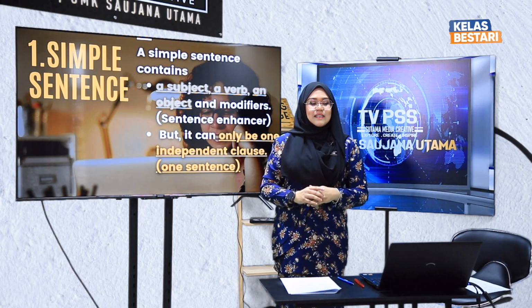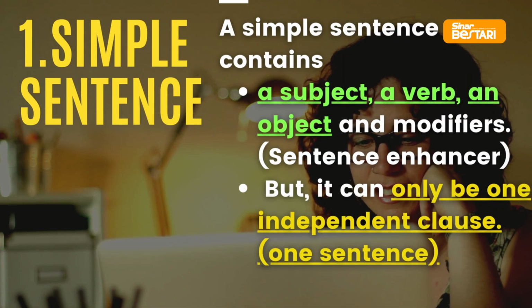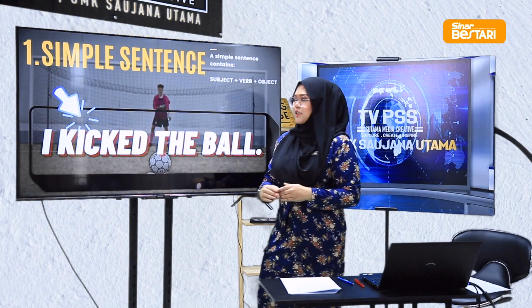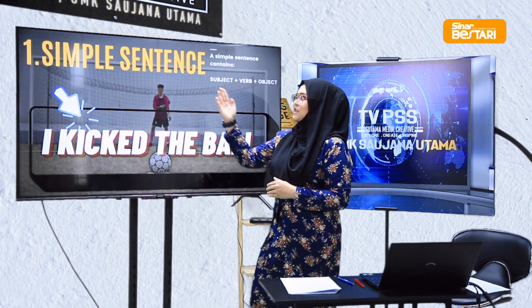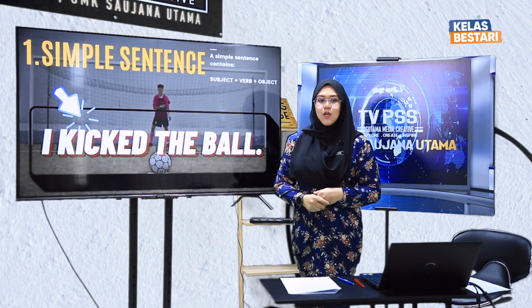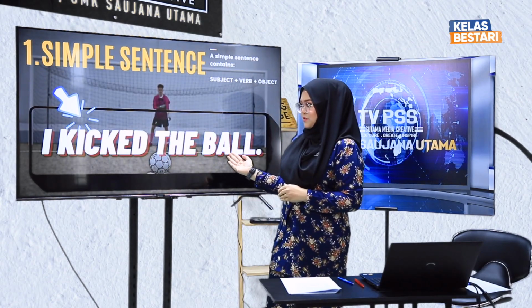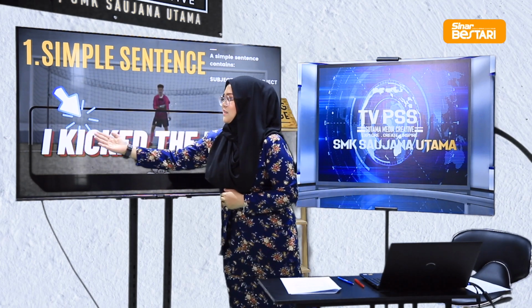Simple sentence contains a subject, a verb, and an object, and modifiers, which is the sentence enhancers. But it can only be one independent clause. In other words, one sentence only. For example, when you want to write a simple sentence, you need to have a subject, a verb, and the object. For simple sentence, it is only one independent clause. I kick the ball, which is one full sentence. This person kicked the ball.